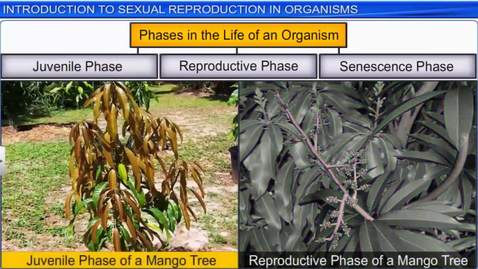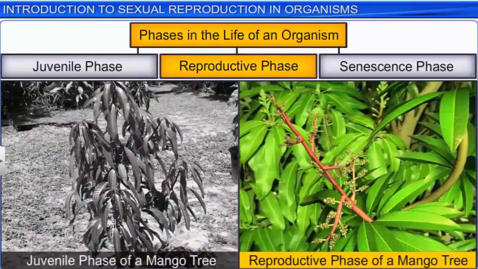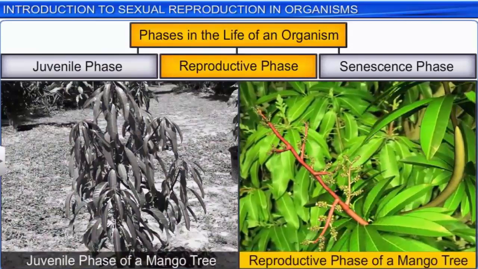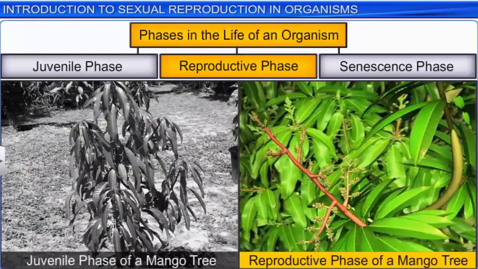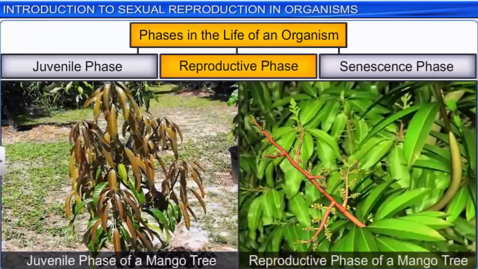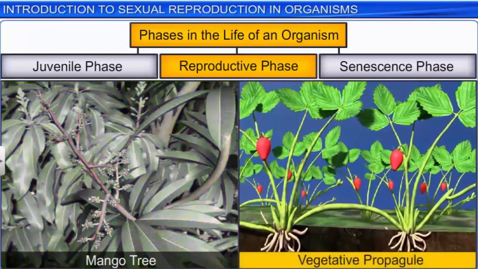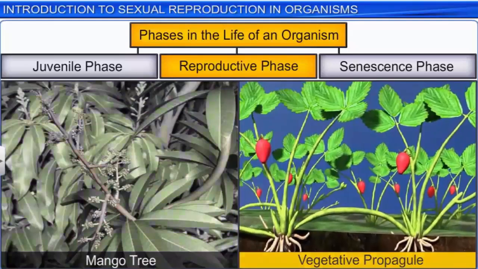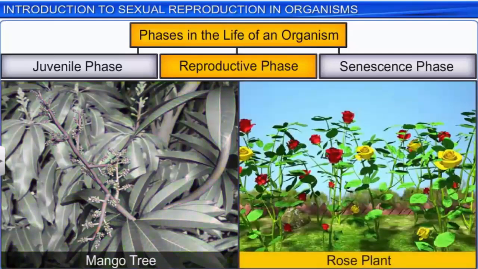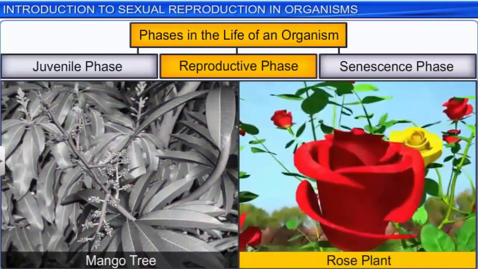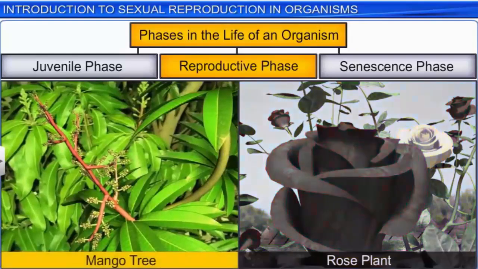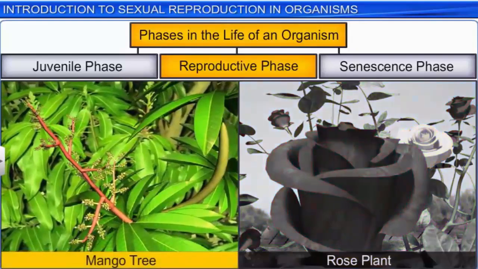The juvenile phase is succeeded by the reproductive phase in both plants and animals. In the case of plants, this phase is marked by the appearance of flowers or vegetative propagules such as runners. However, while some plants, such as the rose, flower throughout their lifespan, others, such as the mango, flower seasonally.